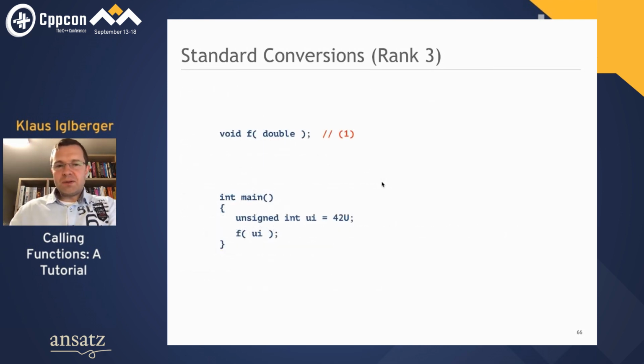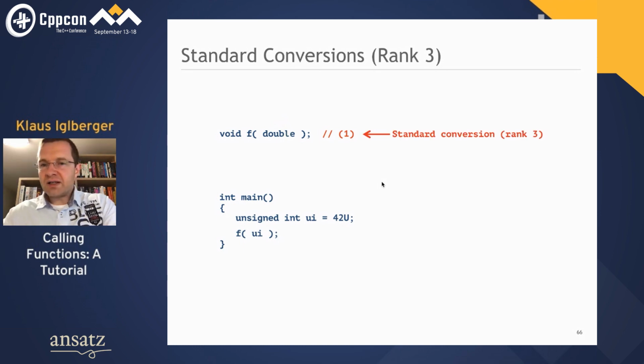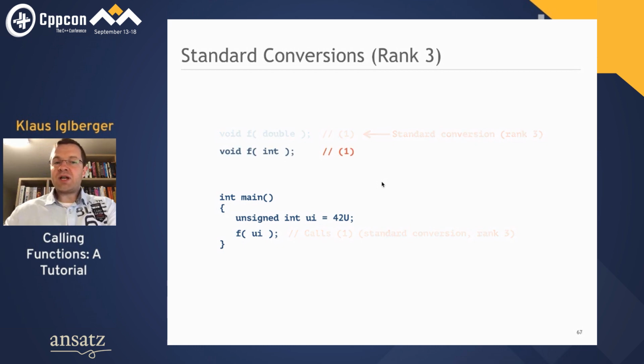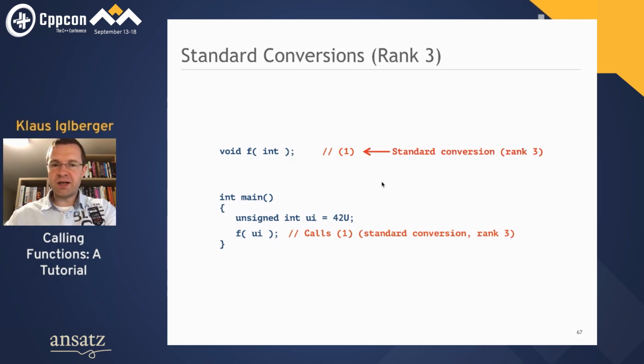So one example, if I have an unsigned int, 42 again, I put this into the function, then this function can actually be called. I would simply convert the unsigned int to double, and this would be ranked 3, standard conversion. If I would have a function that takes an int, it also could be called. This would be a conversion from unsigned int to int. So again, this is rank 3. I call function 1.